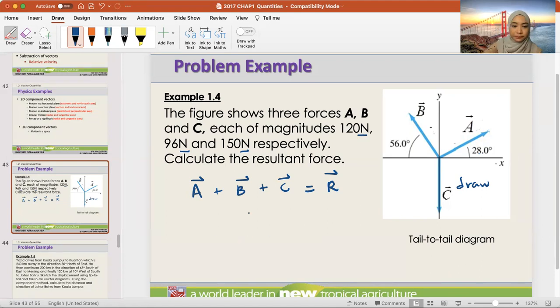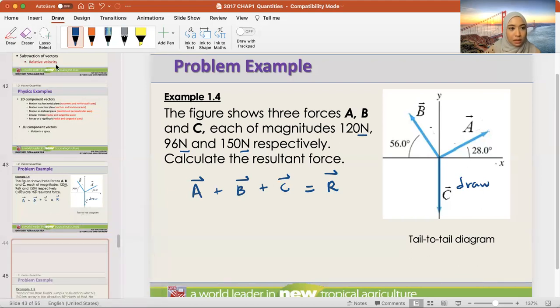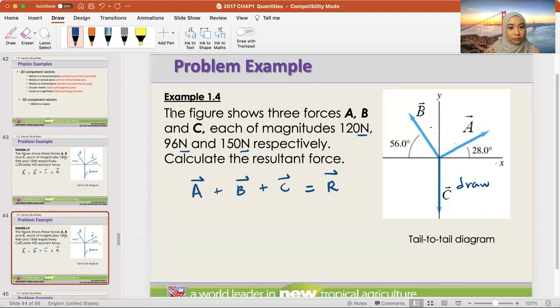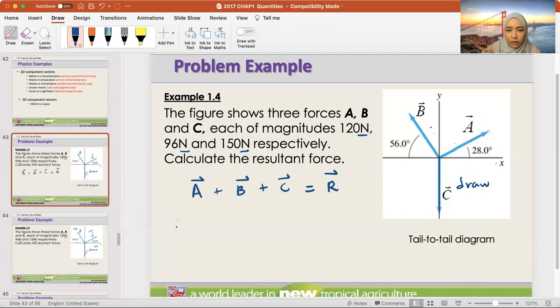Susah nak lukis kat sini. Let me duplicate this slide. Saya tak ingat pula. So 120, 96, and 150. I'm going to try to do the tip to tail, and I will assign people to do the resolving. Okay, let's assign people for now. Let me see the list.